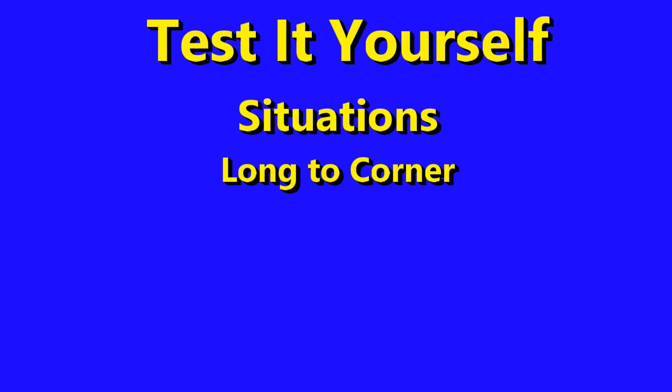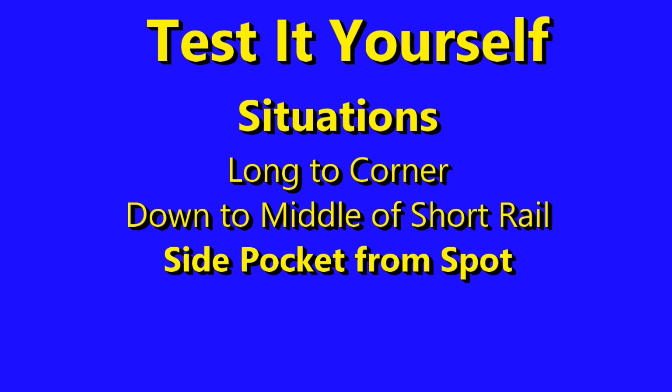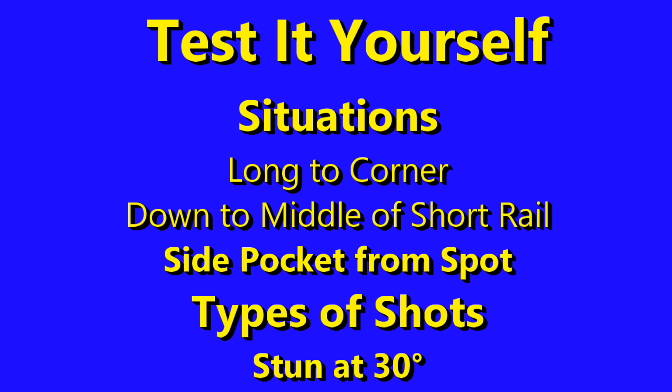You should find out the truth about CIT for yourself. I'll show you how. Well, an argument could be made for a long shot to a corner pocket, or just straight down to the middle of the short rail. Let's instead shoot into a side pocket at an angle. Let's start with stun shots, which we're saying have the largest potential throw, and we'll test it at various speeds.